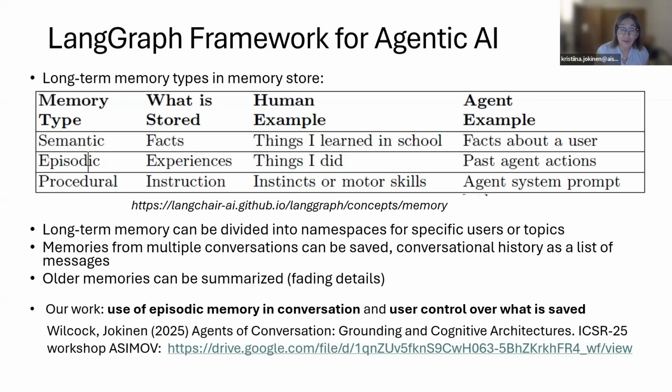LangGraph implements a short-term and 3 partitioned long-term memories. Semantic memory is a static knowledge of the world, for instance, user profiles that can be used to give personalized responses. Episodic memory refers to important events for a person, and procedural memory contains instructions for performing tasks. LangGraph can be divided into namespaces for specific users or topics, so these memories can be saved for multiple conversations. Older memories can be summarized, so we can try to mimic fading of details like in human memory.